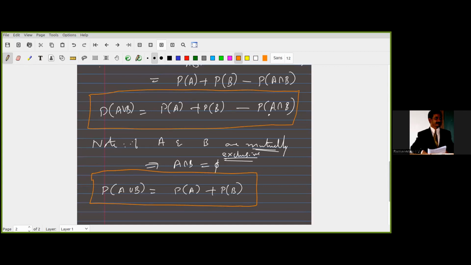So this is proof number one, proof number two. So like that, there are quite a few proofs you have to give. So I'll give some more proofs eventually.